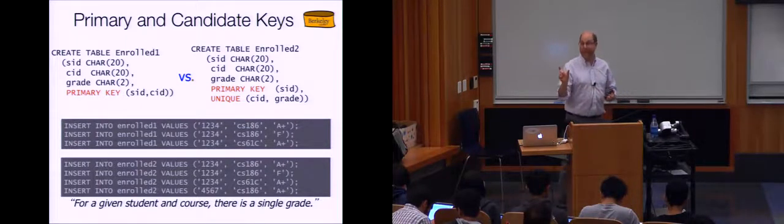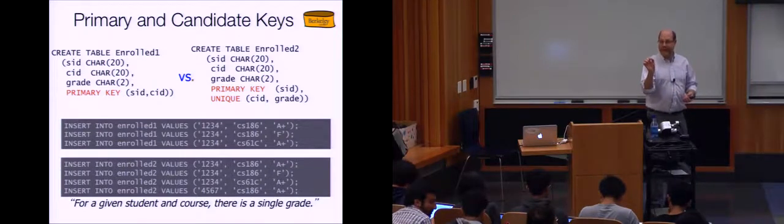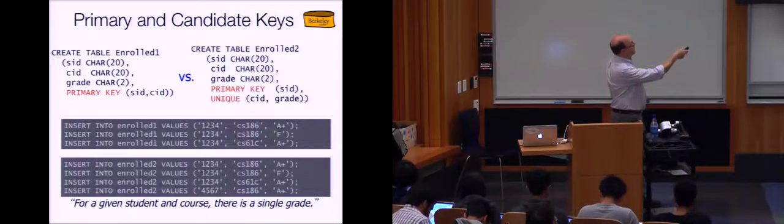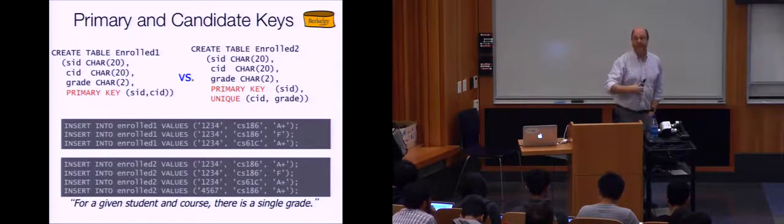That's a really important point: when we talk about keys in a relational database, it can be an individual key or a set of keys, right? In enrolled one, the primary key is the set of these two keys, SID and CID, and in enrolled two, the primary key is just the single column SID.